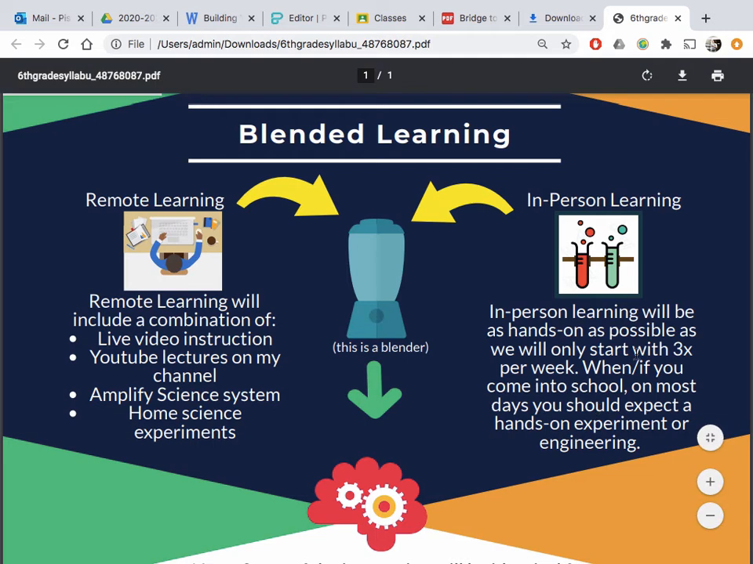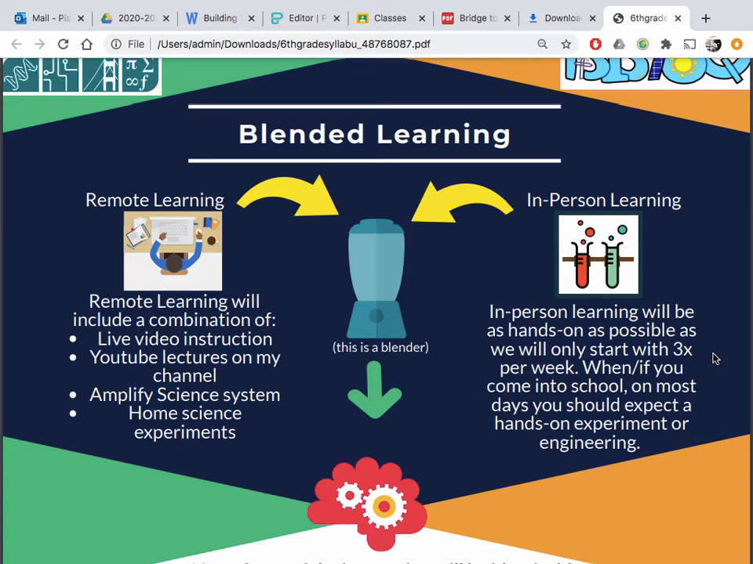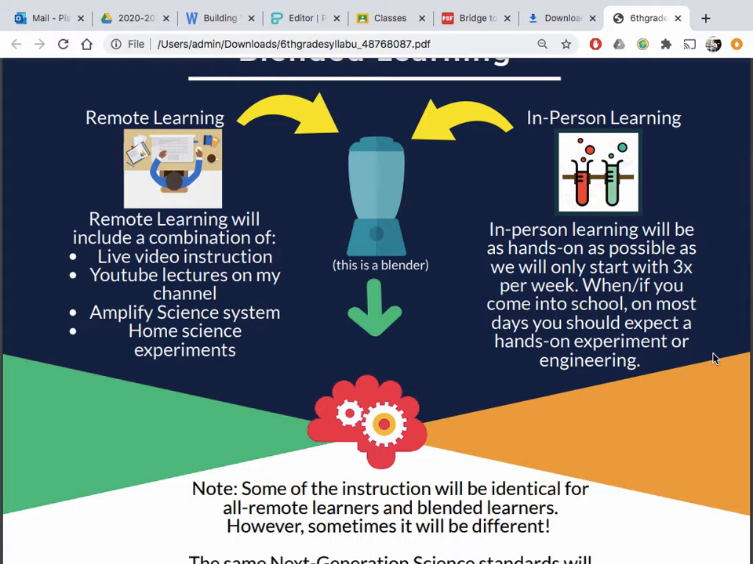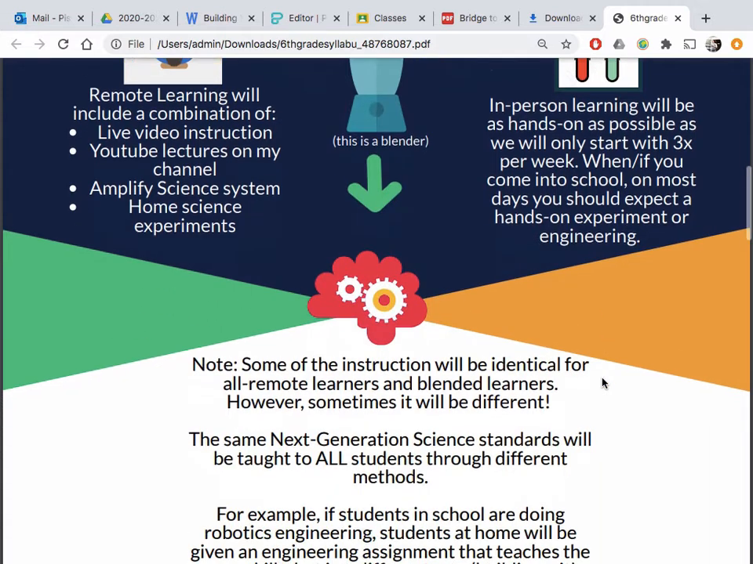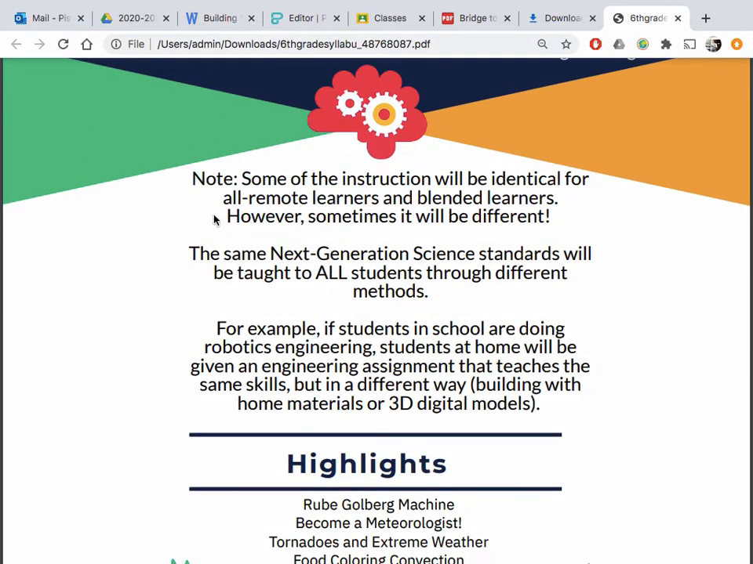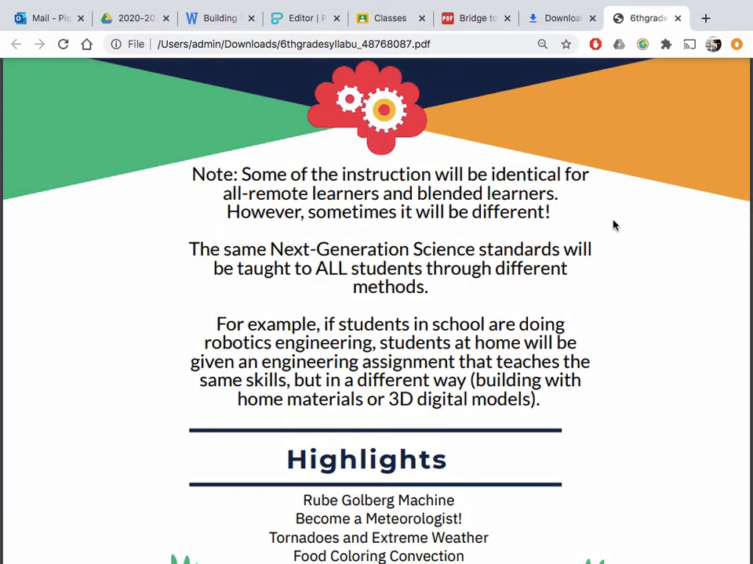For in-person learning, when you come into school or when you eventually come back to school, I want to make in-person learning as hands-on as possible. So whenever we can, as much as possible, I want to do hands-on experiments, hands-on engineering. Sometimes the assignment will be the same for remote learners and blended learners, but not always. For example, let's say that there's an experiment that is done in school in this building. Sometimes I'll tweak the assignment a little bit using home materials. So it might not be the exact same experiment, but it's teaching the same science skills and science concepts. And hopefully we all end up in the same place.